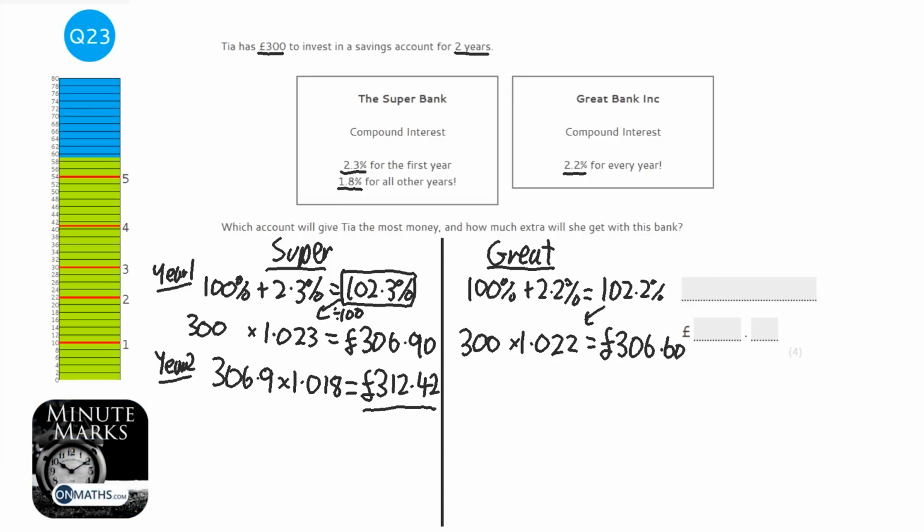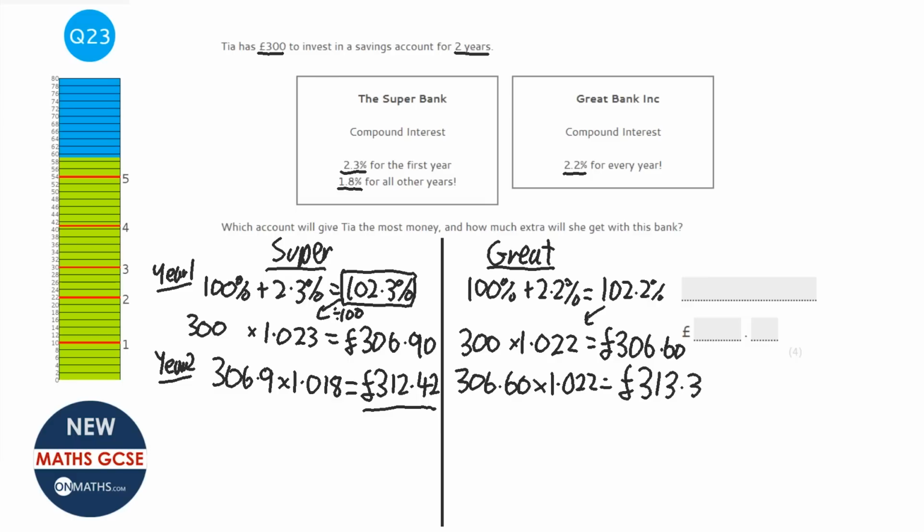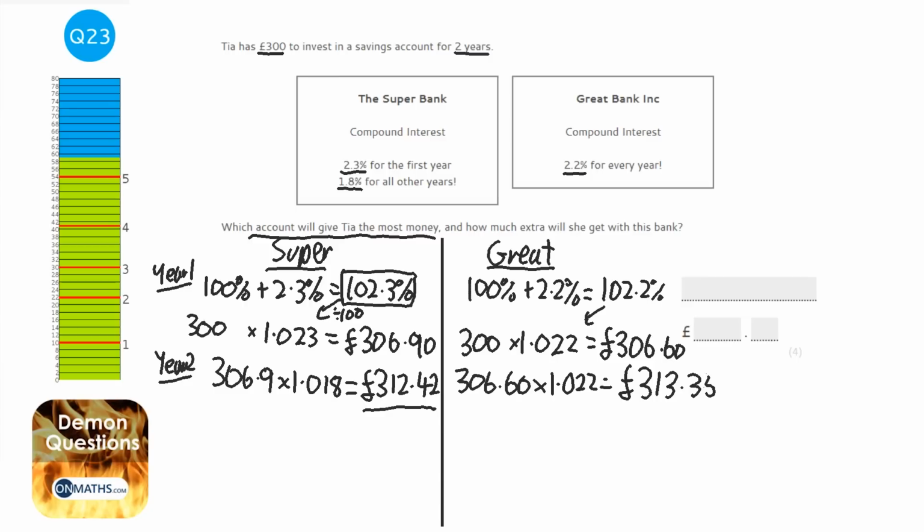£306.60. Then I'm going to times that again by 1.022. So times 1.022, and this time I get 313.34. Ooh, actually, that would be 35 if I'm rounding it to the nearest penny. Okay, so it says which account will give her the most money. Well, looking at that, it's going to be the Superbank. And when you're writing down an answer, make sure you write down the full name. Oh, it's not going to be the Superbank, it's going to be the Great Bank.